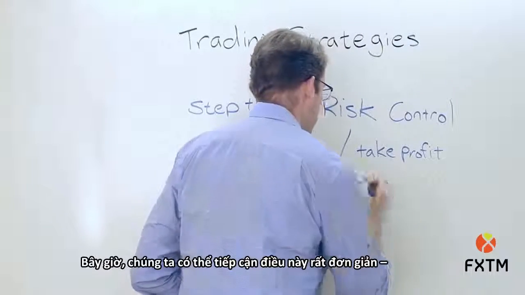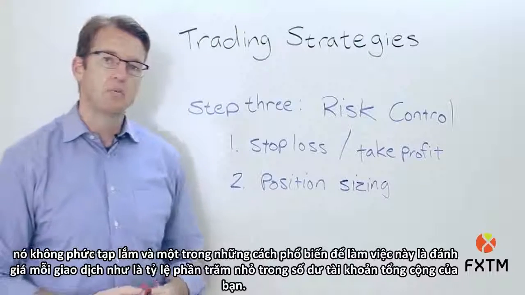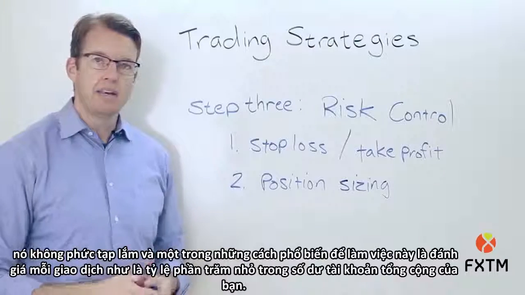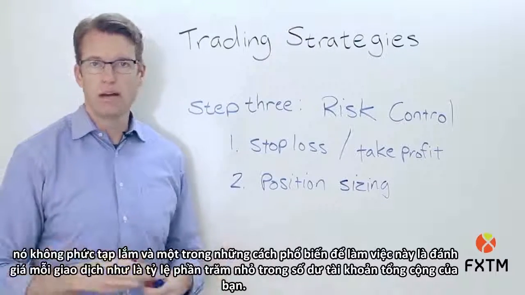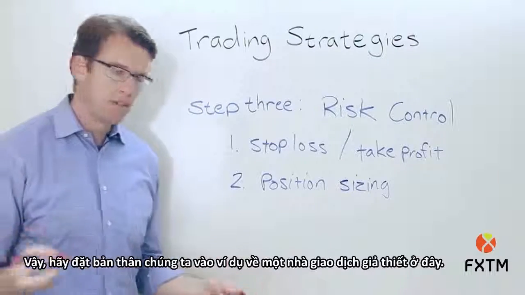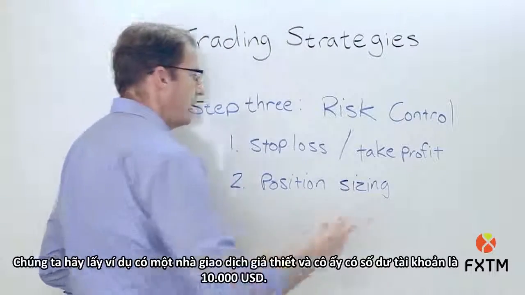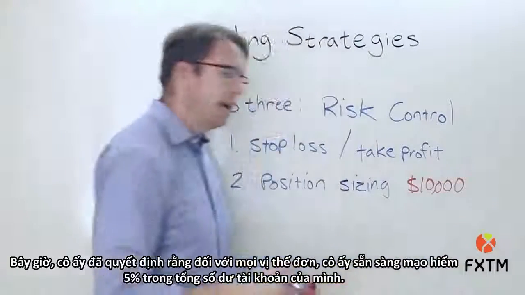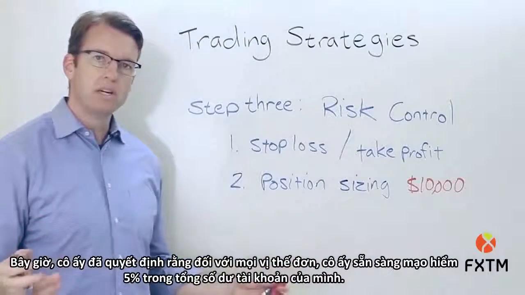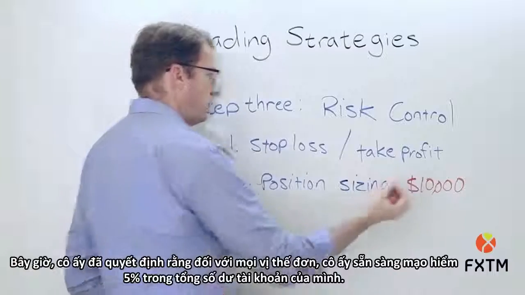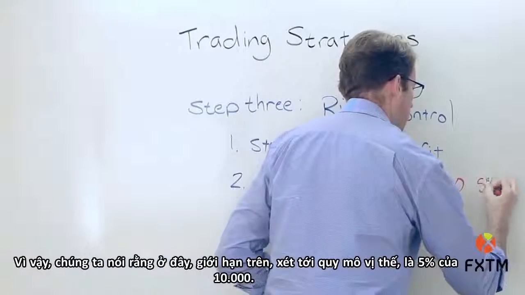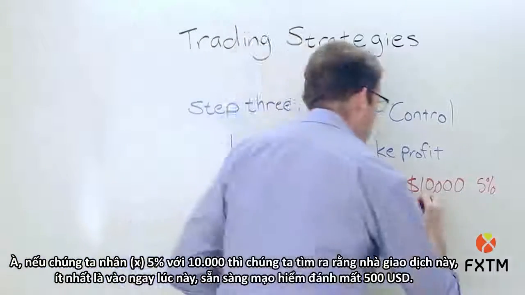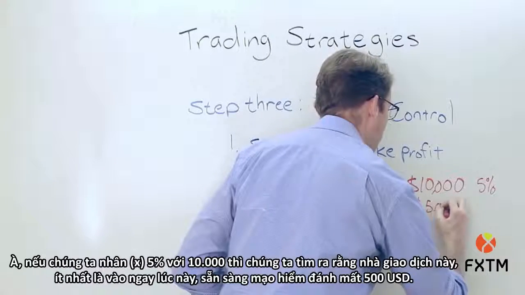Now, we can approach this very simply. It's not very complicated, and one of the common ways to do this is by evaluating each trade as a fractional percentage of your overall account equity. So let's put ourselves in the example of a hypothetical trader. Let's say that there was a hypothetical trader, and she had account equity of $10,000. She had decided that in any single position, she was willing to put at risk 5% of her overall account equity. So we'll say here the upper limit as far as the position size is 5% of 10,000. Well, if we multiply 5% by 10,000, then we find out that this trader, at least right now, is willing to put at risk $500.